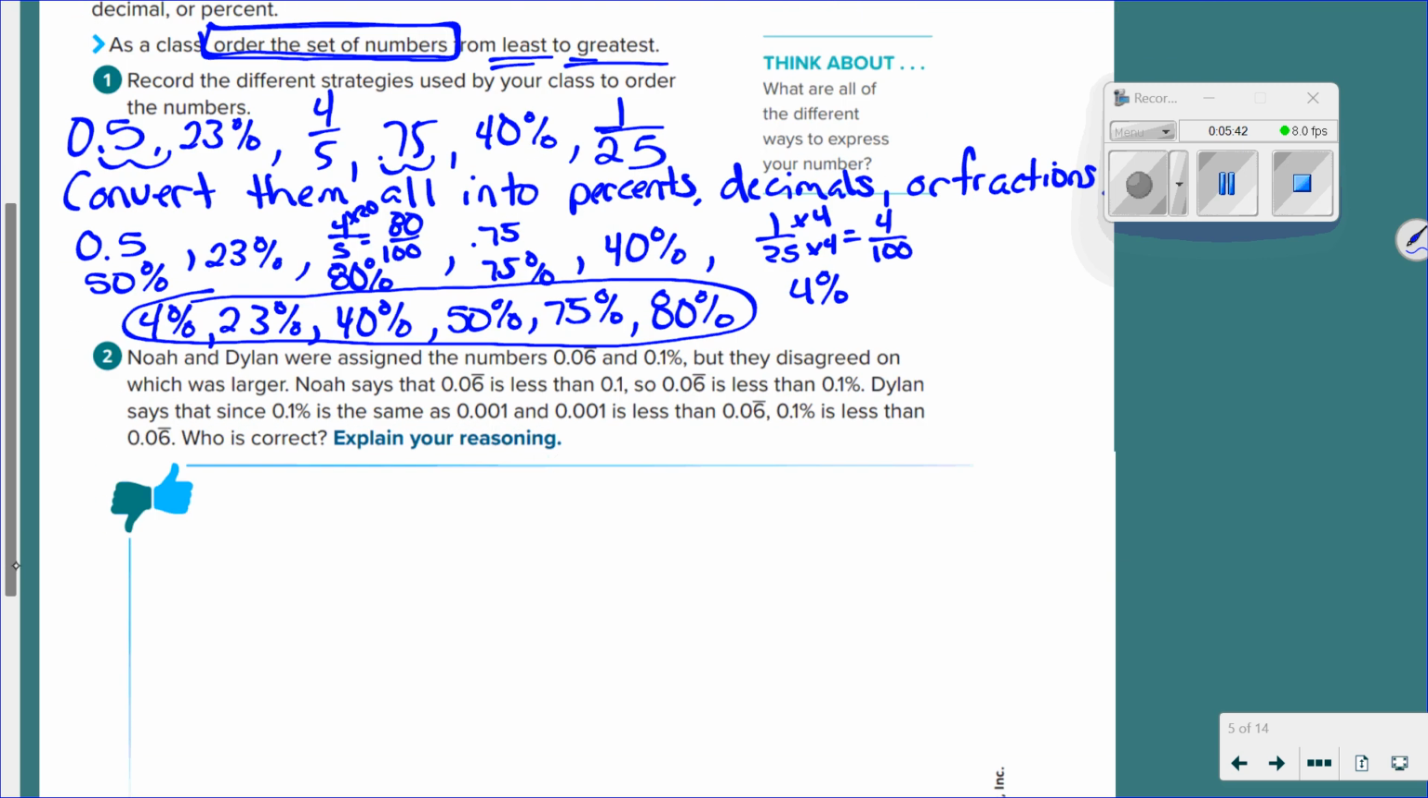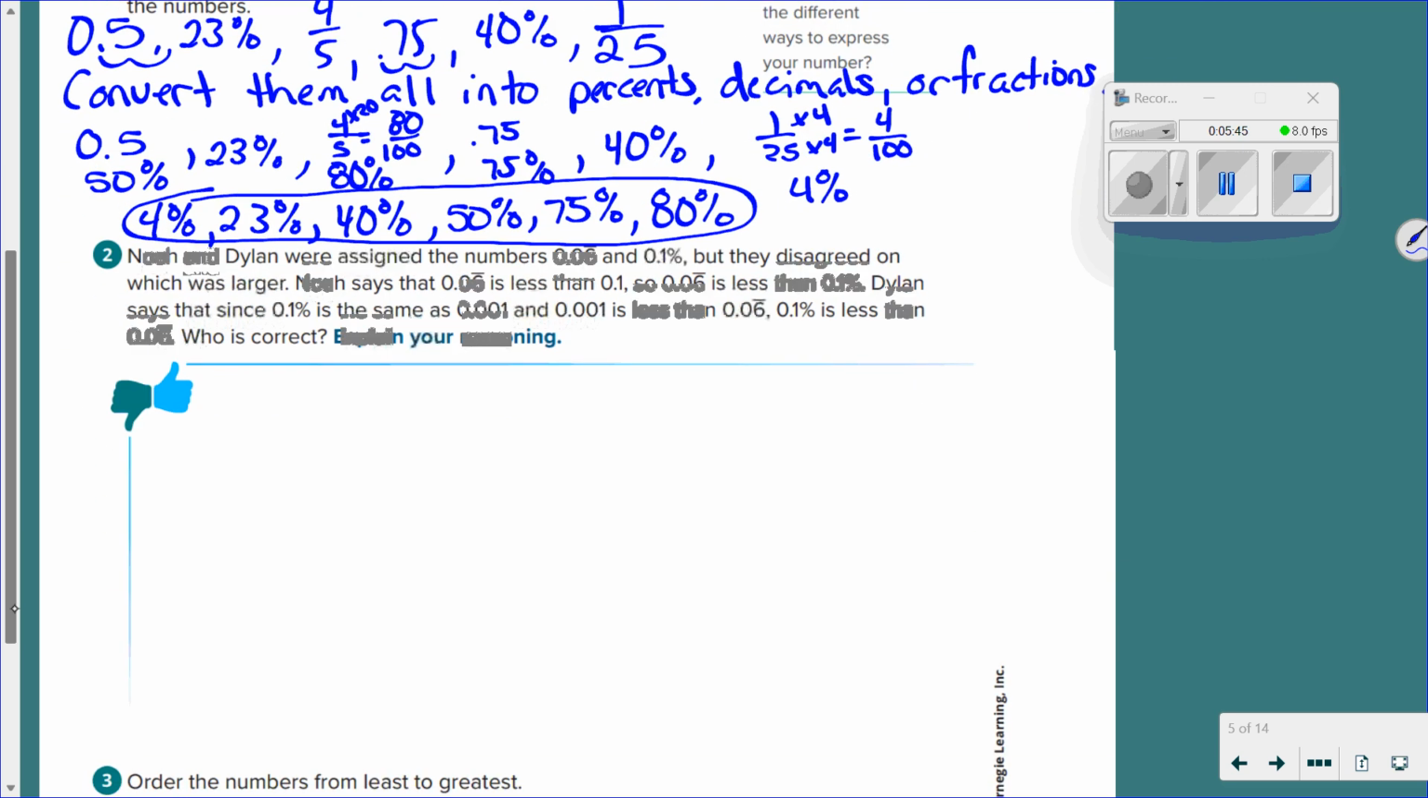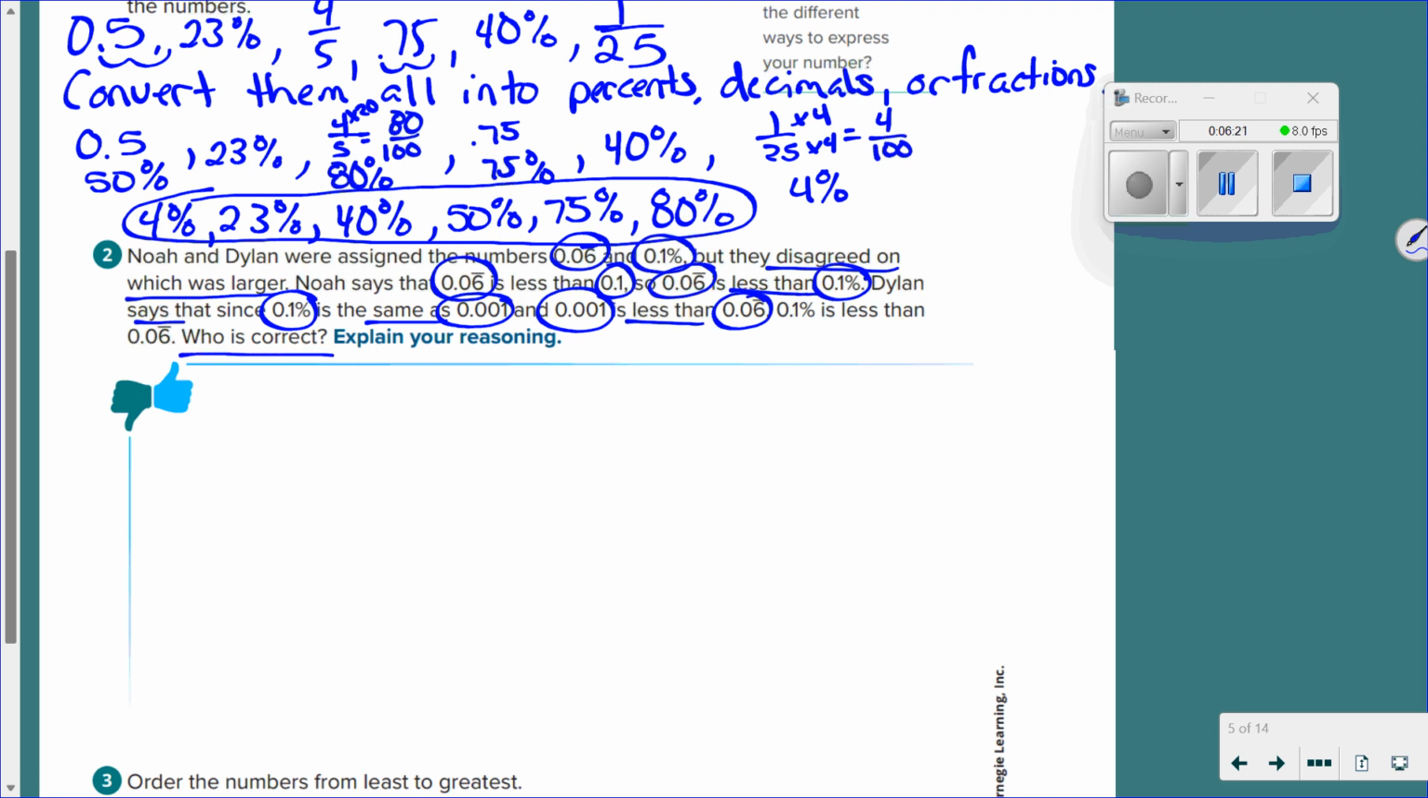Okay, so let's look at Noah and Dylan. They were assigned the numbers 6/100ths, that's repeating, and 1/10%. But they disagree on which was larger. Noah says that 6/100ths is less than 1/10, so 6/100ths is less than 1/10%. Dylan says that since 1/10% is the same as 1/1,000th, 1/1,000th is less than 6/100ths. Who is correct? Explain your reasoning.